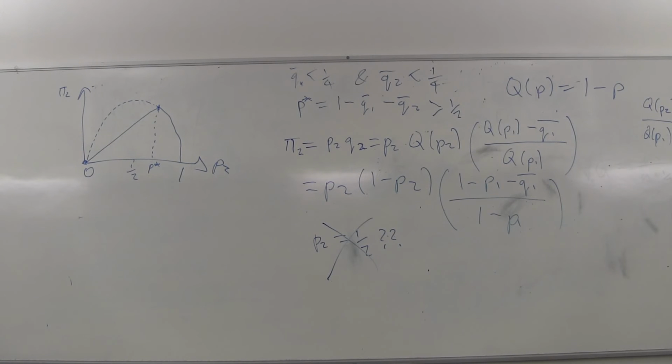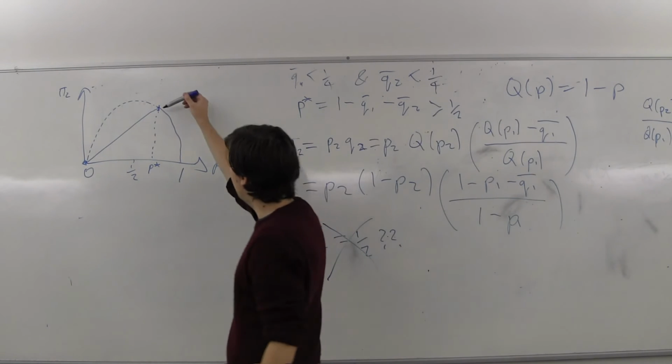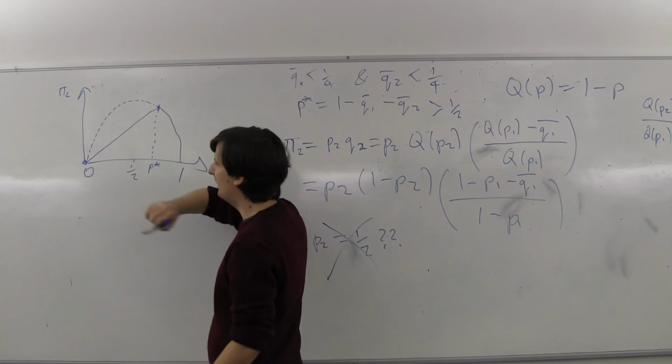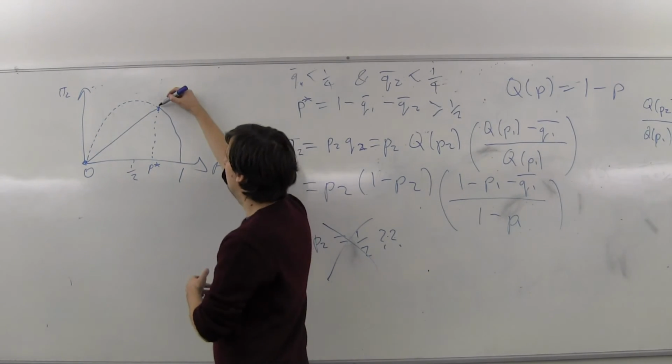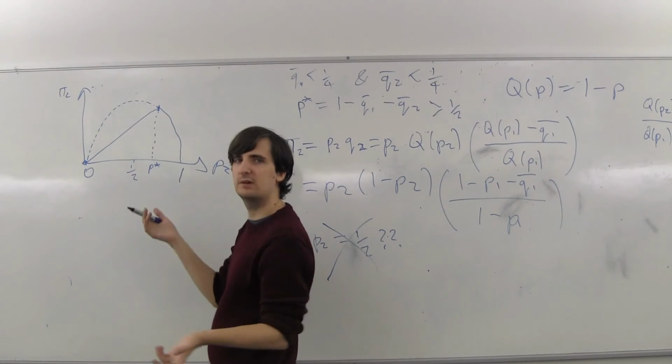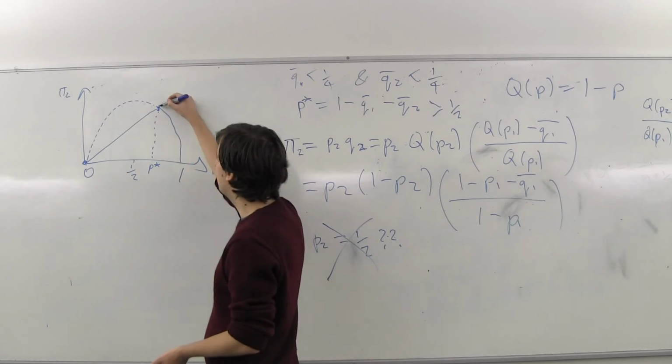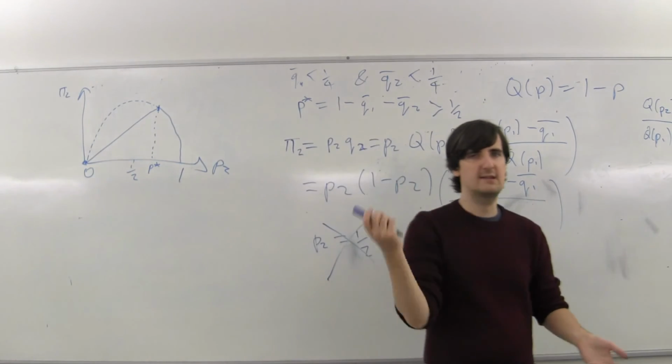Okay, so what have we proven? Well, we started out by proving that they didn't want to deviate down, because if they deviate down, they're getting this decreasing line. If they deviate up, then they're getting this decreasing line, so they don't want to deviate up either. Okay, so they're happy where they are. So this is a Nash equilibrium.